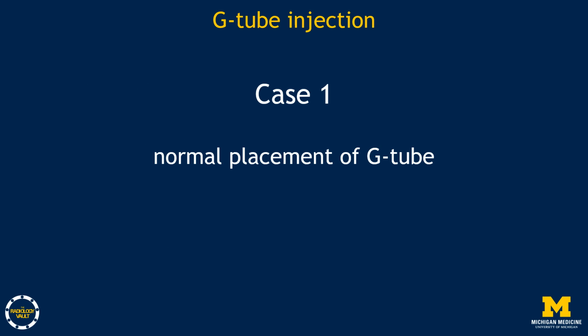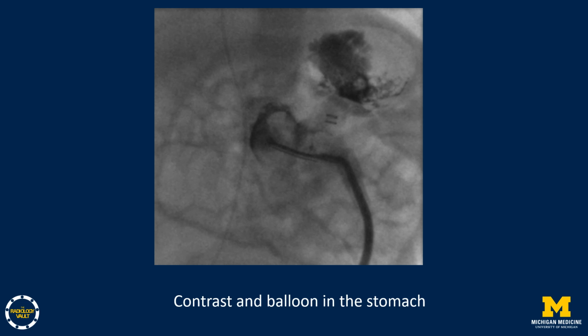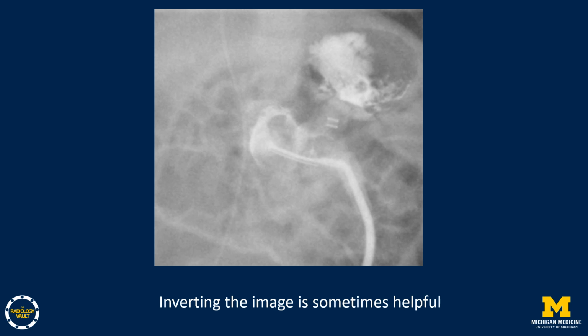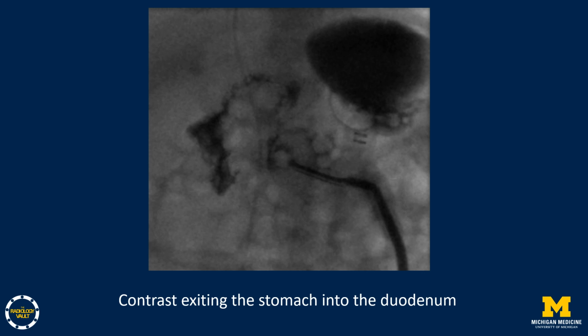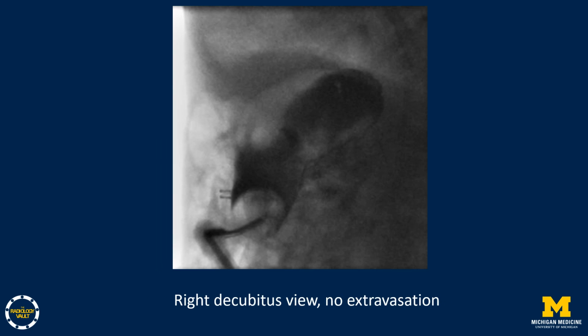Here's an example of a normally placed G-tube. There's contrast and the retention balloon in the stomach. Sometimes inverting the image will allow you to see the contrast better. Here, contrast is exiting the stomach into the duodenum. In right decubitus, we can see contrast in the stomach and duodenum with no extravasation. The retention balloon is outlined by contrast in the stomach.